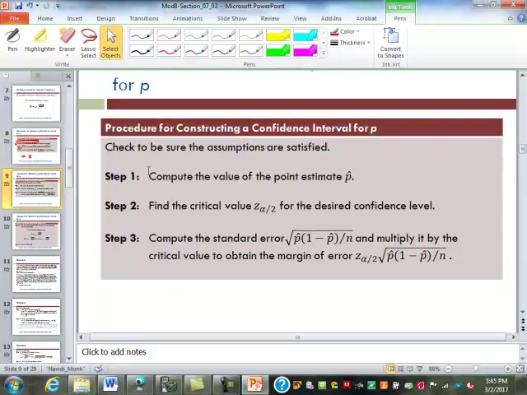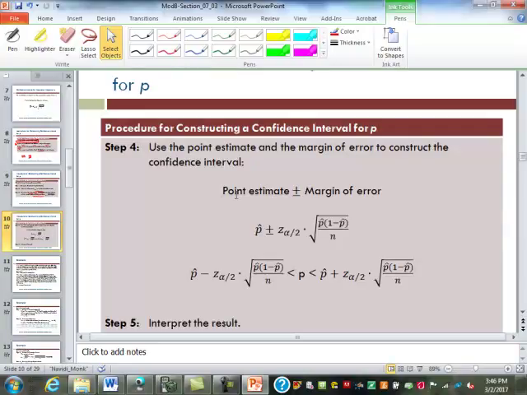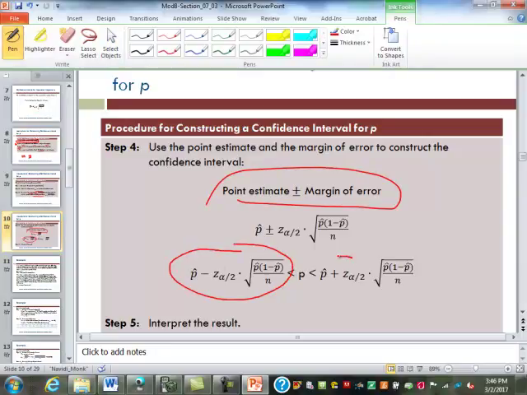So the process: find the point estimate of p, just like before. Find the critical value, again, just like our other options. Find the standard error, which is always step 3. It looks a little different now because the standard error for a proportion is a little different than the standard error for a mean. Then our margin of error comes from that critical value and the standard error. So the point estimate minus the margin of error gives us our lower limit, and the point estimate plus the margin of error gives us our upper limit.